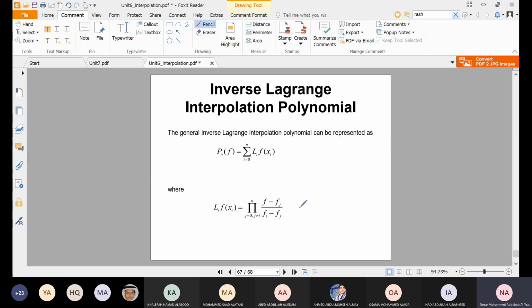Let's see this example. We have another example. Also for Lagrange, we do it the same. We just change it and we put it in this form.